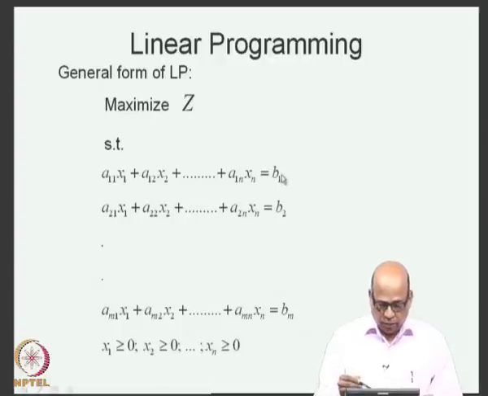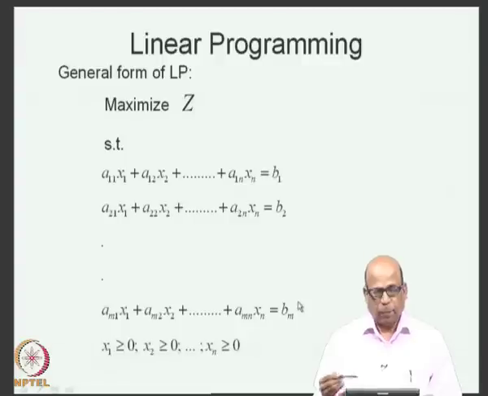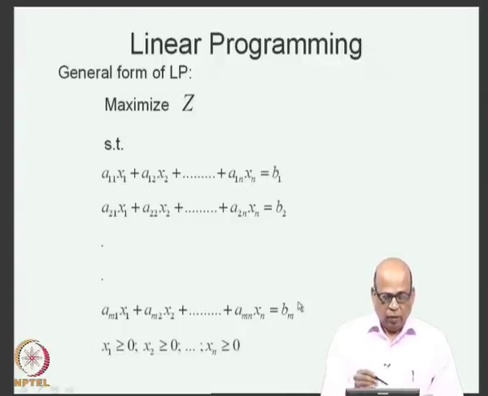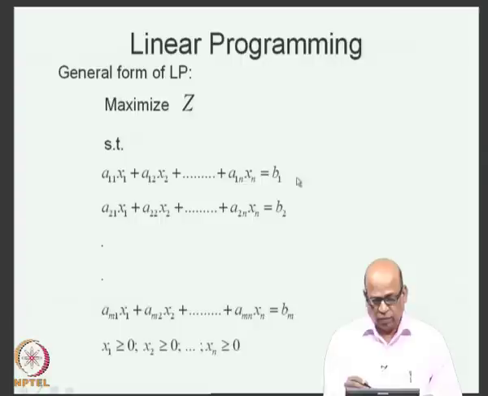Then you have a set of constraints, m number of constraints. In the general form of an LP, we write them as equality constraints. So, A11 x1 plus A12 x2 etcetera plus A1n xn is equal to B1. This is for the first constraint. So, the right hand side values are denoted as B1, B2 etcetera, Bm.